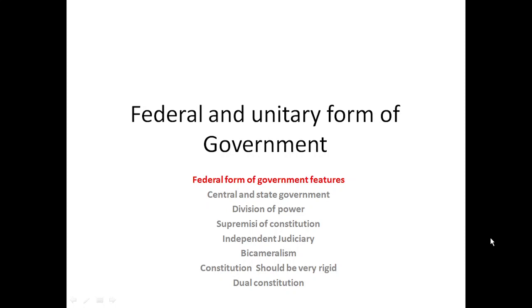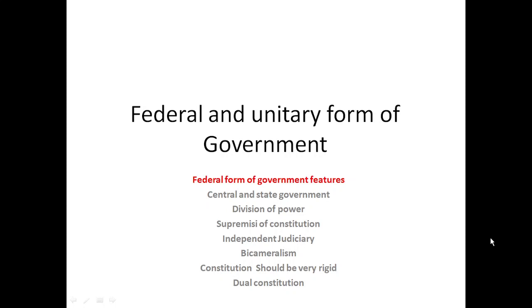Now, the first thing we have to understand is on what basis we classify our government into unitary and federal form of government. The basis of classifying our government as unitary or federal is the physical structure of the government. When you look at India, you find two forms of government, that is federal. When you look at the UK, Britain, one form of government, that is unitary.